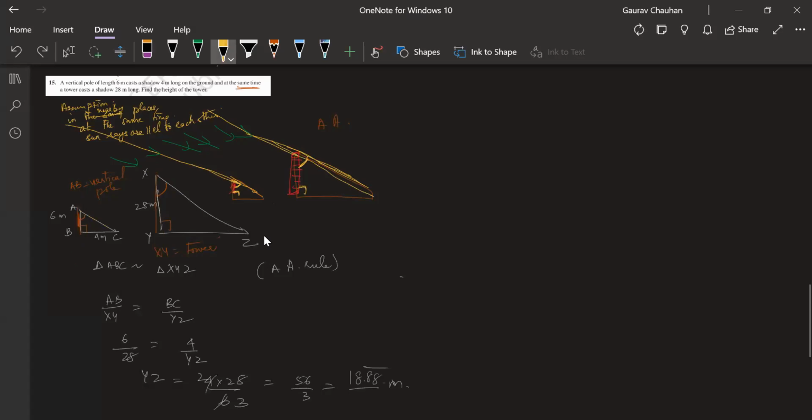Because both of these things are perpendicular to the ground, automatically it's like a corresponding angle. Wherever this person is standing, this vertical pole and tower are standing, these are two parallel lines because they are both at 90 degrees to the ground. You understood now? So this is parallel.